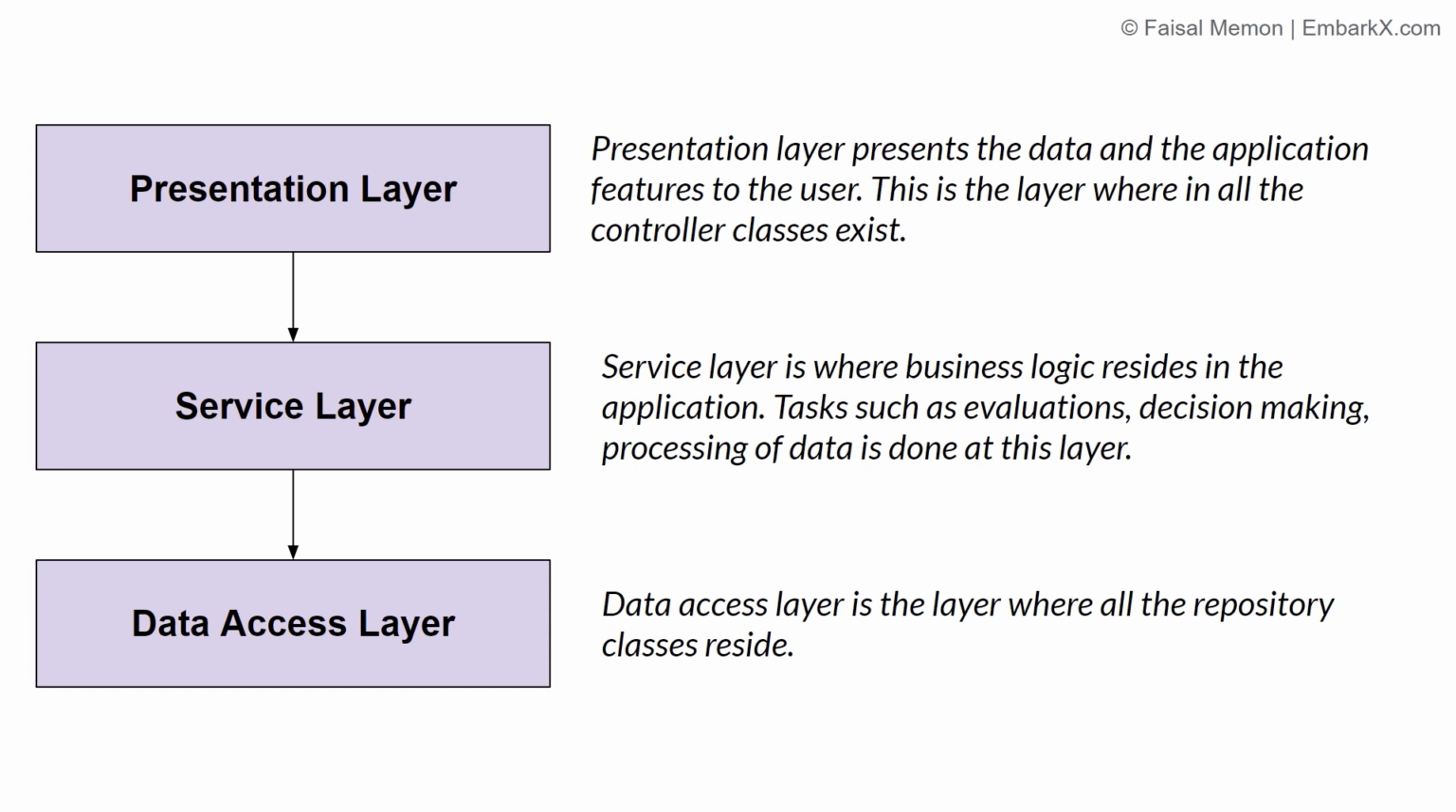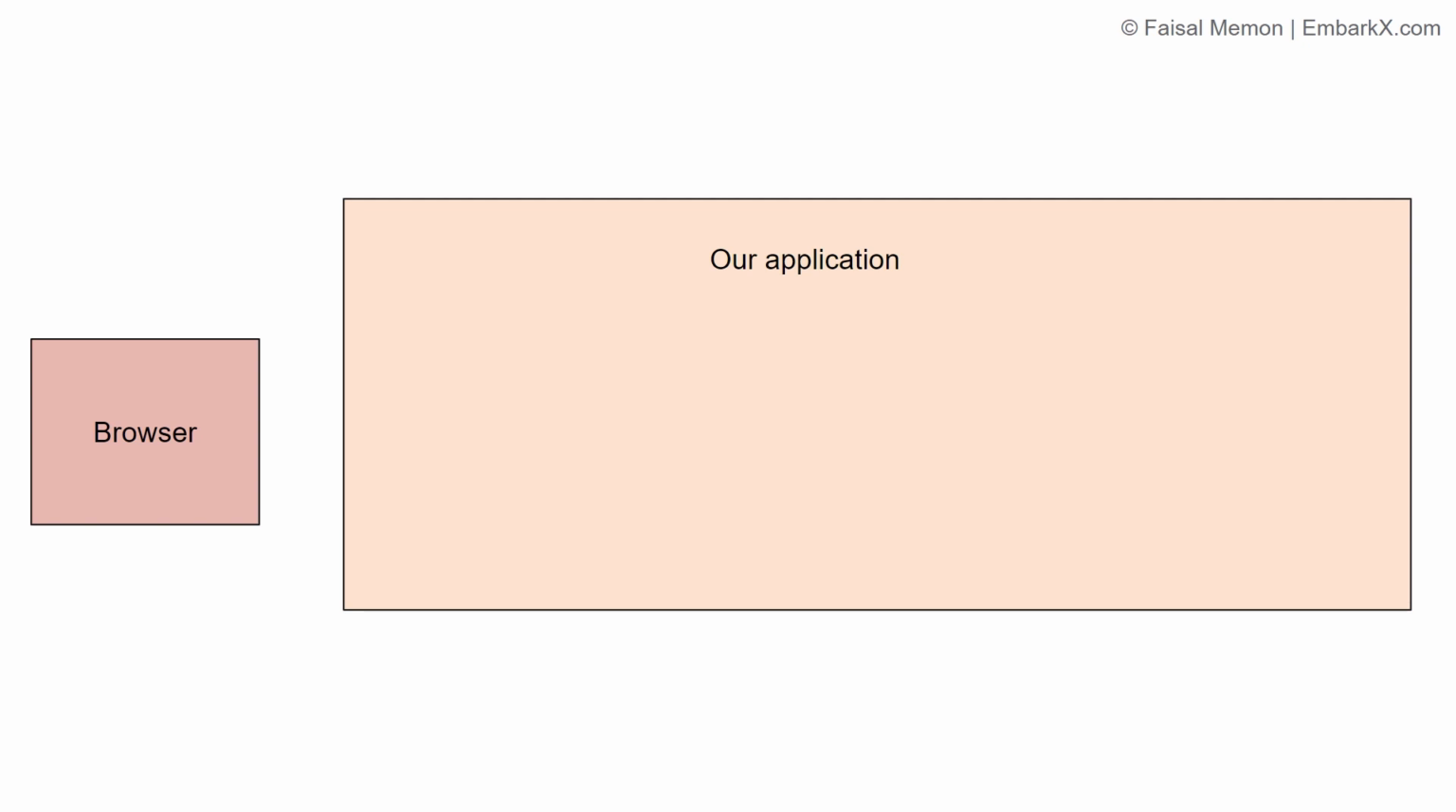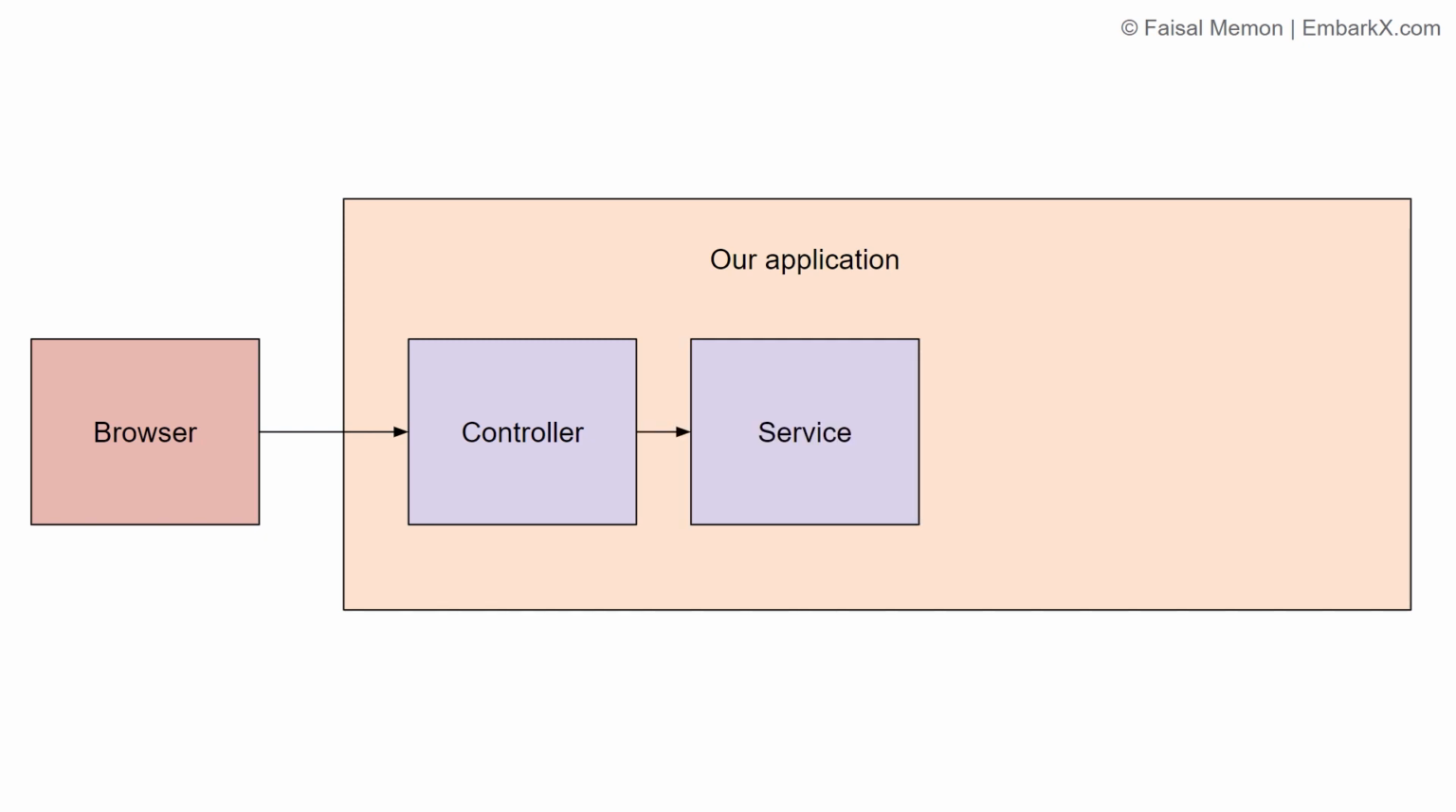Now let us take an example. Let's say we are building a library management system. We will have a browser from where the user will be interacting with the application, since it's a web-based application. The user will send a request, and that request will be received by the controller. So the user interacts with the controller. The controller takes a look at the request and forwards it to the service layer. Service layer classes interact with the repository classes, and the repository in turn interacts with the database.